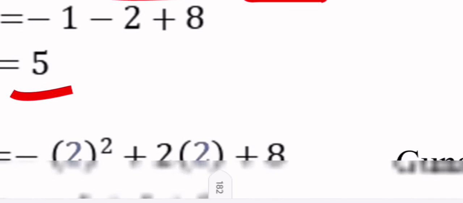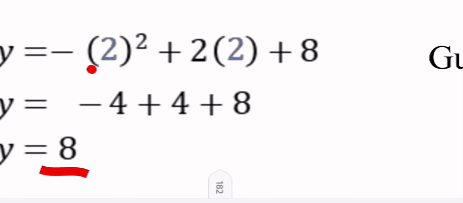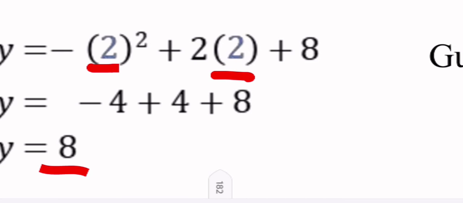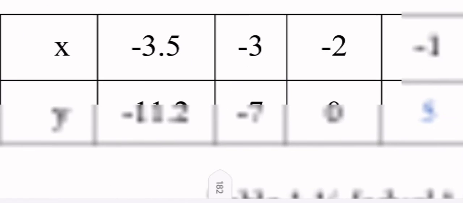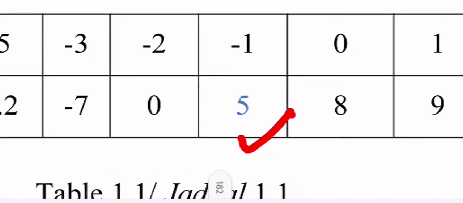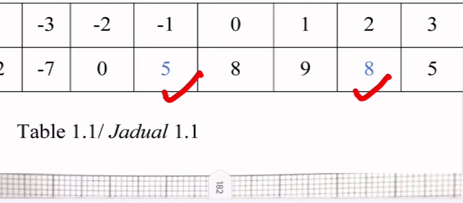Majority of the students can do well for graph function, except they are not careful enough, right? Okay, so again, I want you to double check all the points so that you will get the nice N-shaped graph after you plot. Okay, so when x is negative 1, y is 5. When x is 2, y is 8.